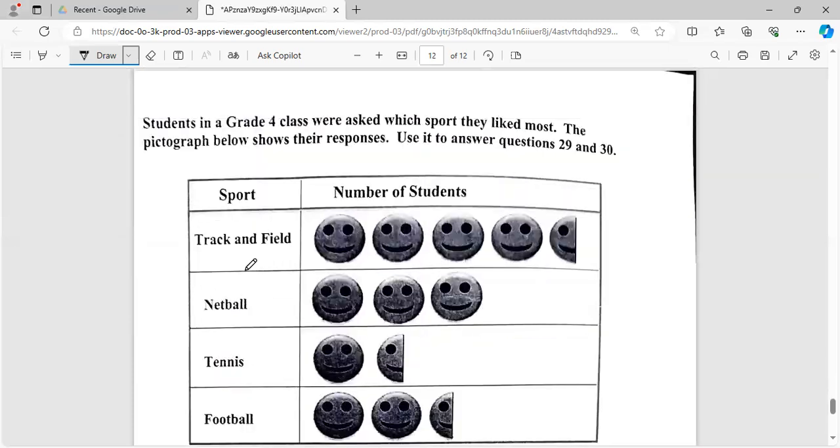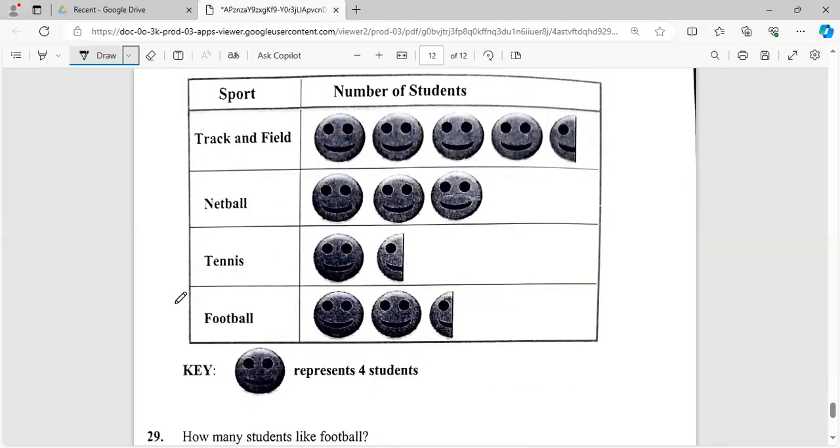Students in a grade 4 class were asked which sport they like the most. The pictograph below shows their responses. Use it to answer questions 29 and 30. Alright, so we have track and field, netball, tennis. Where's the key? We need the key. The key shows this represents 4, so each smiley face here represents 4. So what would R represent? Put that in the comment section.